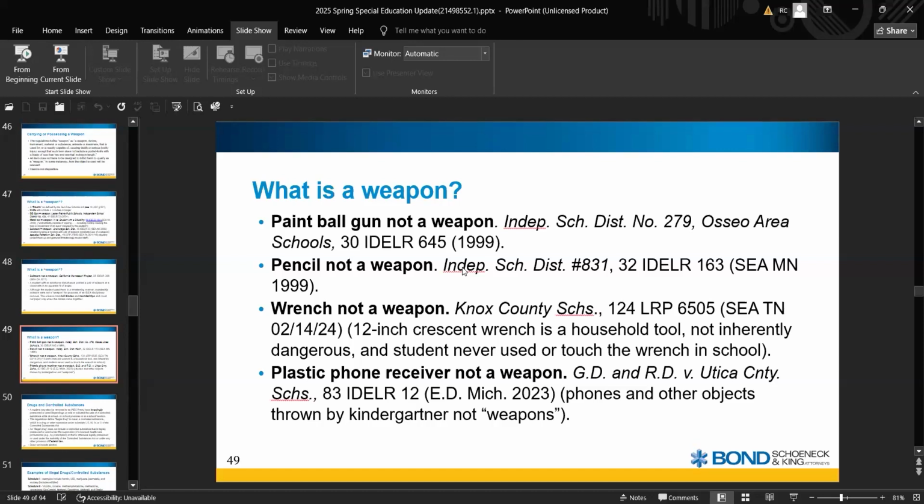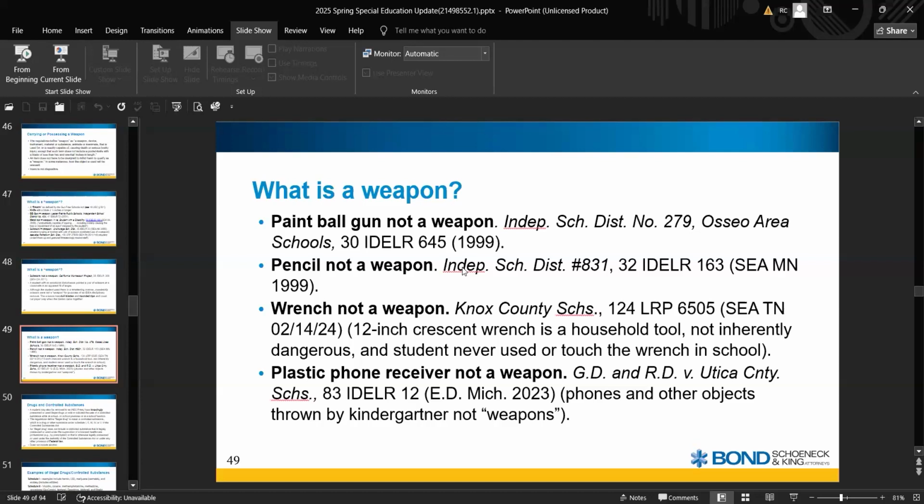The wrench is not a weapon. Now, in the hands of Colonel Mustard in the library, maybe it is a weapon. Okay, but in this case, it was in the bag. I think it was in a student's bag. It was not touched. Didn't bring it out. But again, if you're lunging at somebody with a wrench or a head, you got a different argument there.